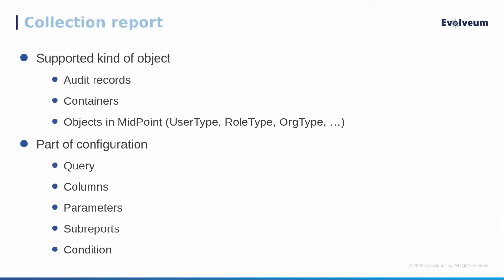The first kind of reports is the collection report, which generates reports based on object collection configuration. Collection reports support audit records, containers, and objects, for example, users, roles, organizations, and so on. The basic parts of configuration for collection reports are query, columns, parameters, subreports, and condition. We'll look at this on the next slides.